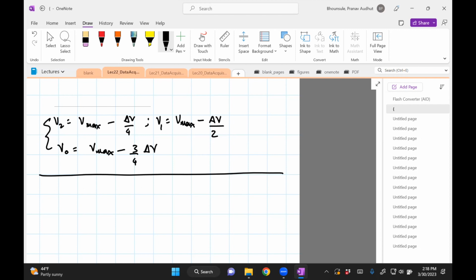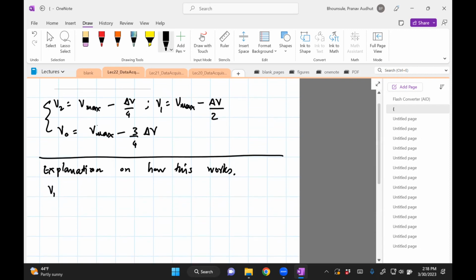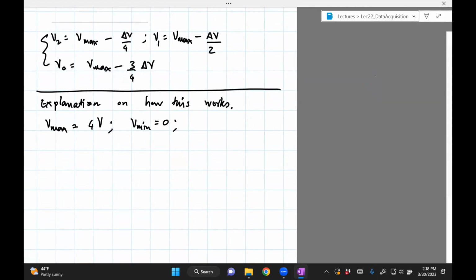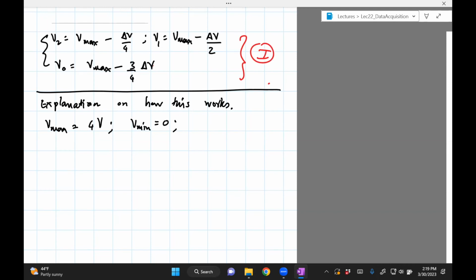Now let's illustrate the working of this particular A to D converter using an example. So let's assume we chose Vmax to be 4 volts. And let's choose Vmin equal to 0, which is just saying that the lower one is connected to the ground. So Vmin is 0. Now from this formula, let's call this number 1.